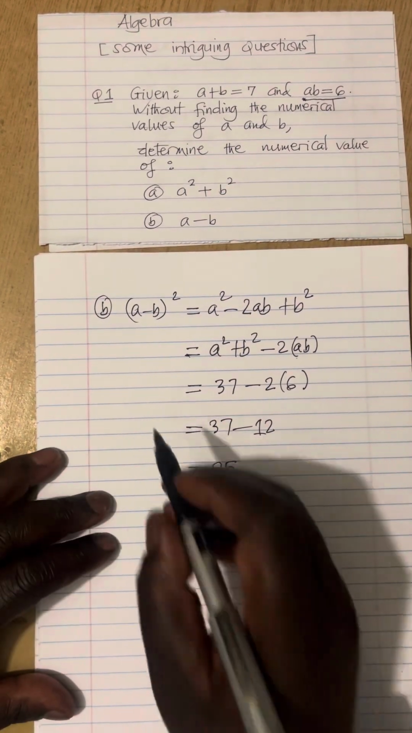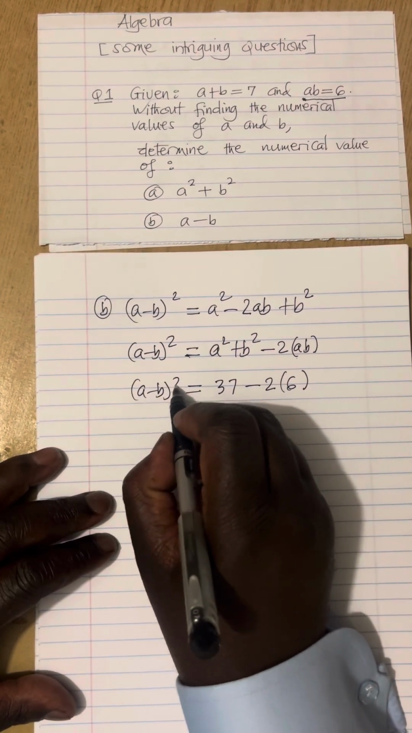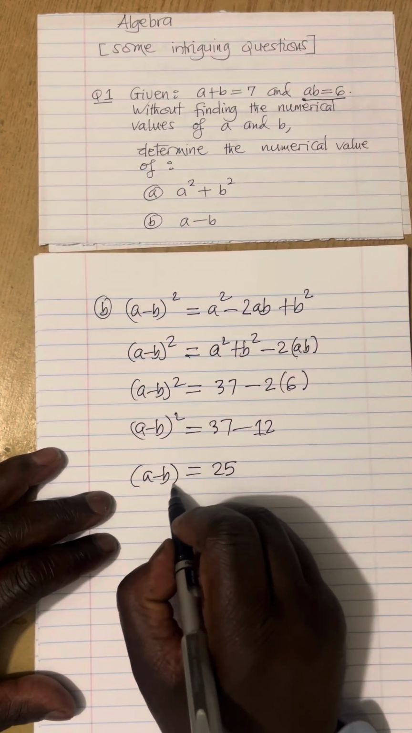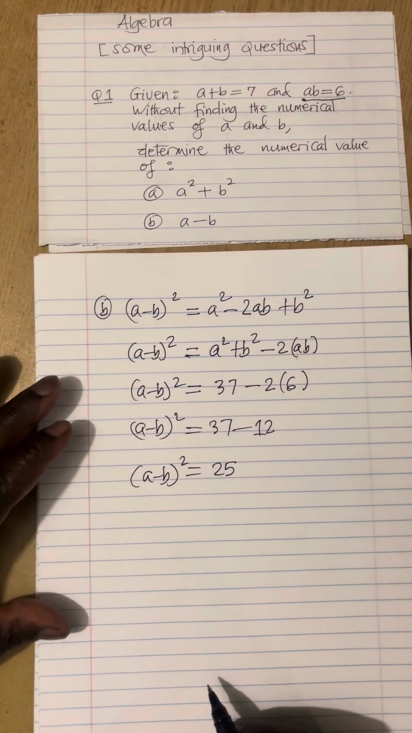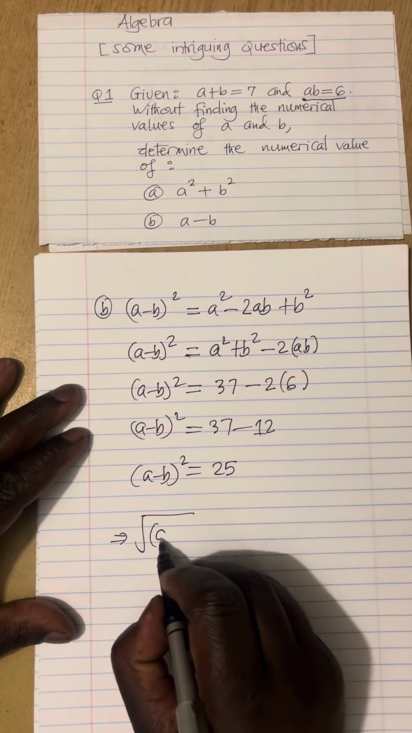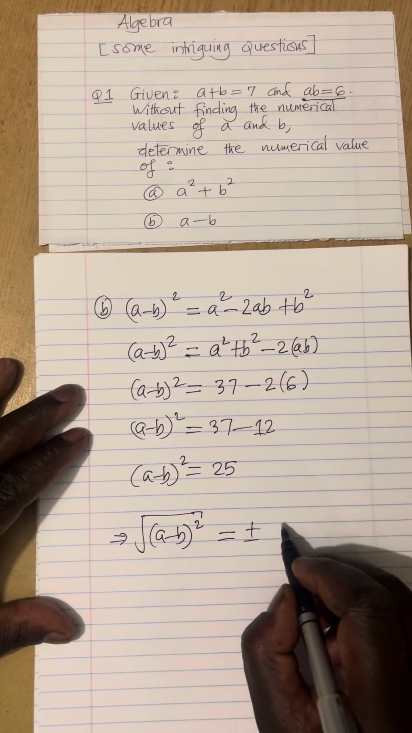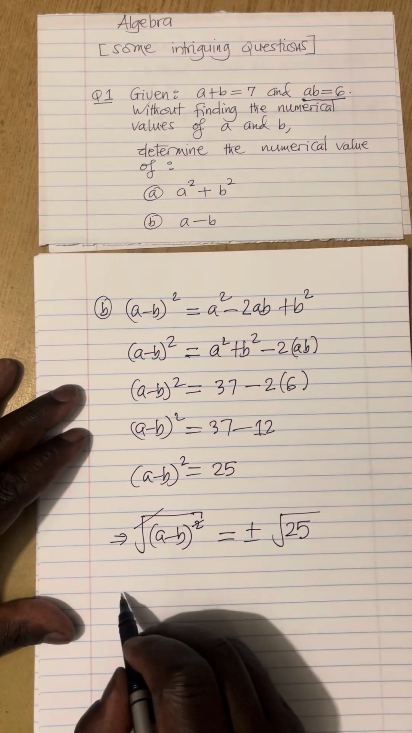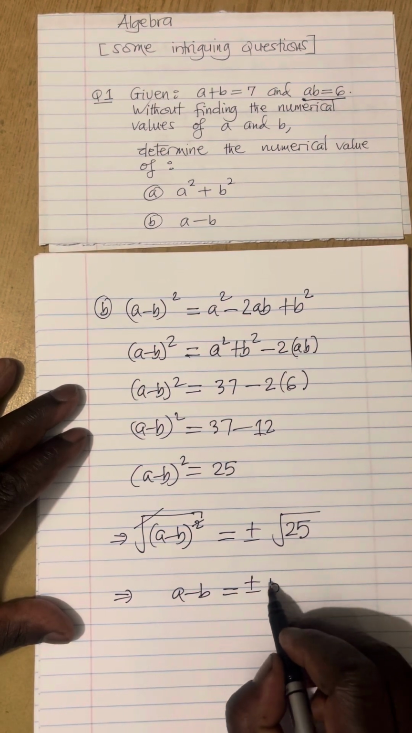Where are you coming from? You're coming from a minus b squared. At this stage, it looks good to take square root on both sides. So we're going to say square root of a minus b squared. Remember to put plus or minus on the right hand side because we're dealing with a quadratic equation here. This cancels that. What do we have on the left hand side? A minus b is equal to plus or minus 5.